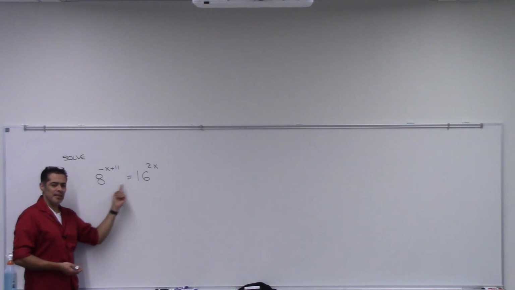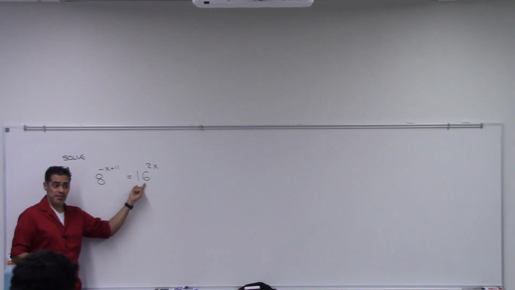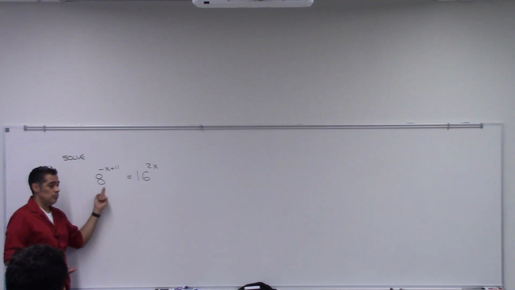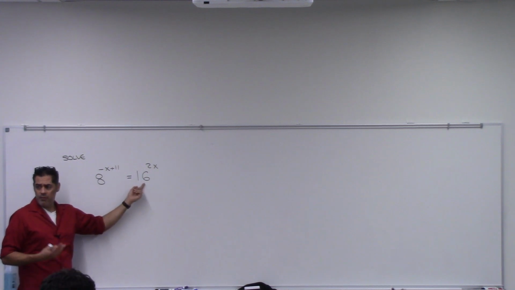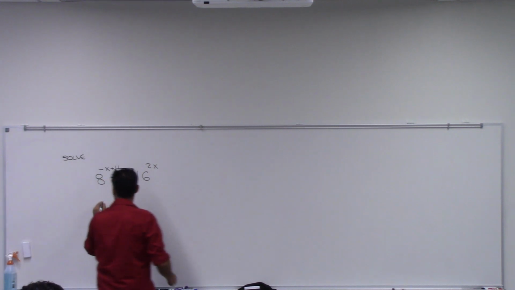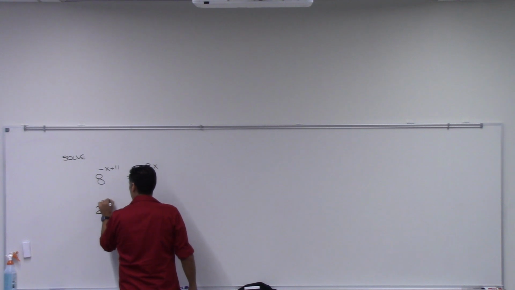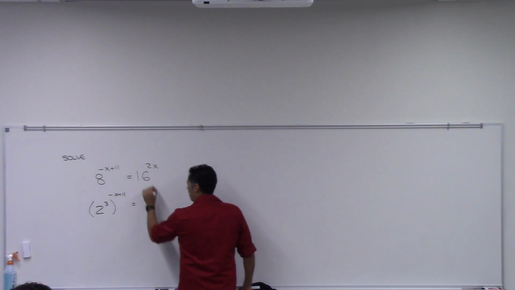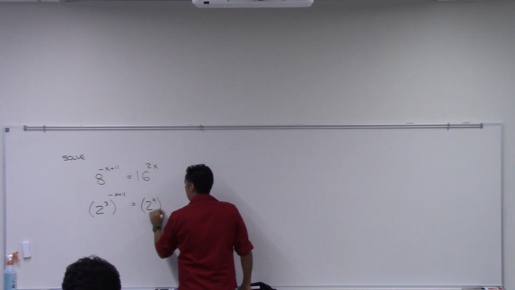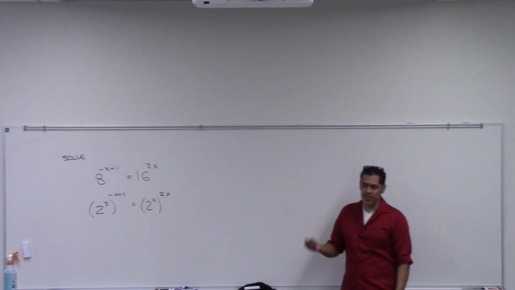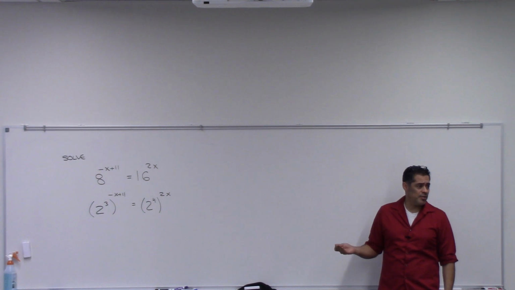But do you recognize something that they do have in common? That they're powers of something. 8 is what? 2. It's 2 to the third power, and 16 is 2 to the fourth power. So I have to see that first. So I'm going to rewrite 8 as 2 to the third, but then that is being raised to negative x plus 11. And then 16 I'm seeing is 2 to the fourth, but that's being raised to the 2x. So all I've done there is rewritten the 8 and the 16. That's it. Questions?